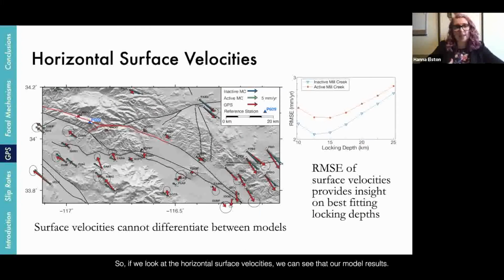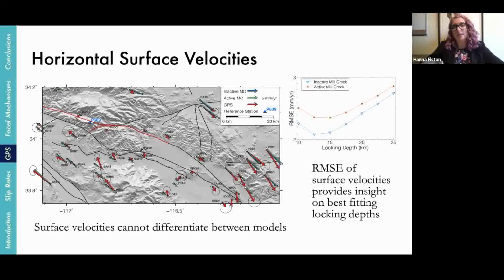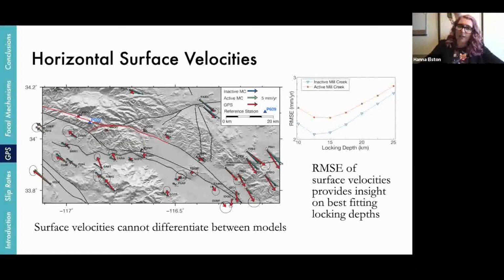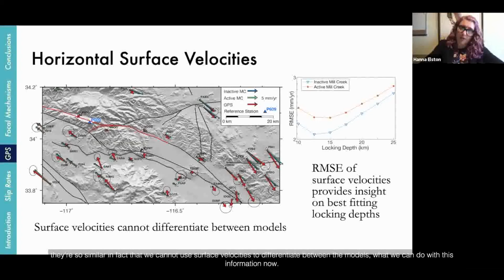If we look at the horizontal surface velocities, we can see that our model results match reasonably well to the observed geodetic data. What we also see is that our inactive and active models produce surface velocities that are very similar to one another. They are so similar, in fact, that we cannot use surface velocities to differentiate between the models.